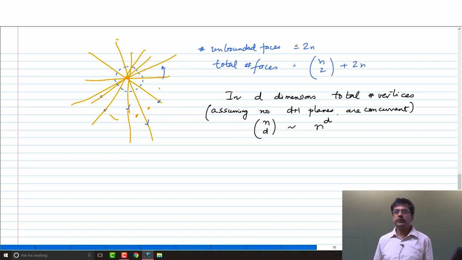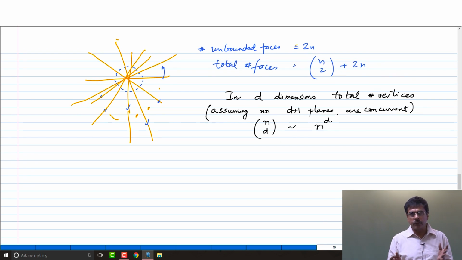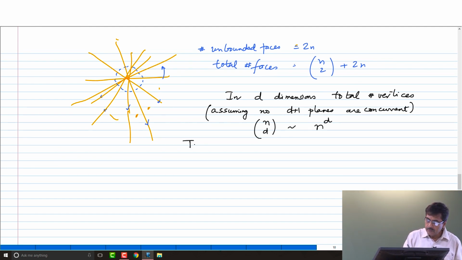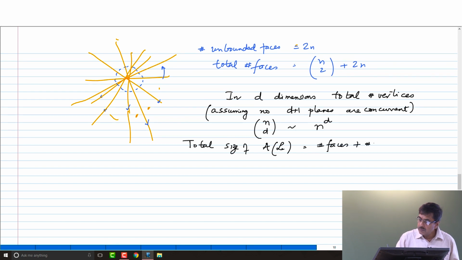So in d equal to 2, it's about n square. Actually, n square over 2. I'm forgetting the constants basically. So it's n to the d. So the total size of the arrangement A of, let's say, L is equal to the number of faces plus the number of edges plus the number of vertices, if you think about it like a graph, and this is basically O of n square.